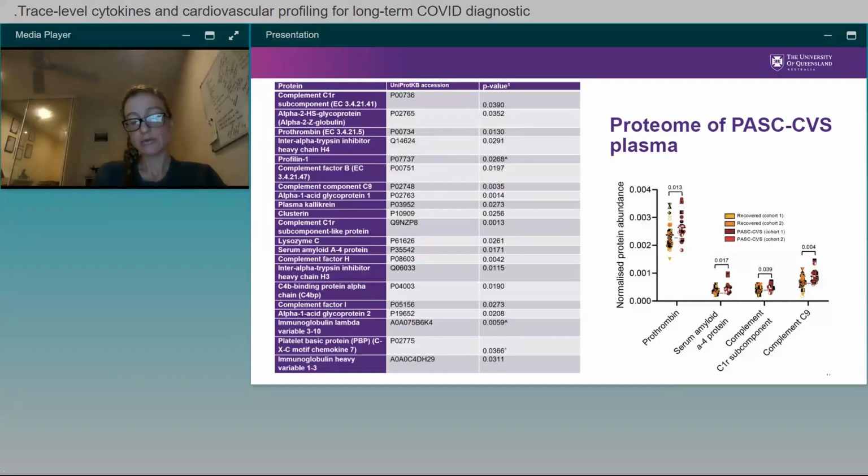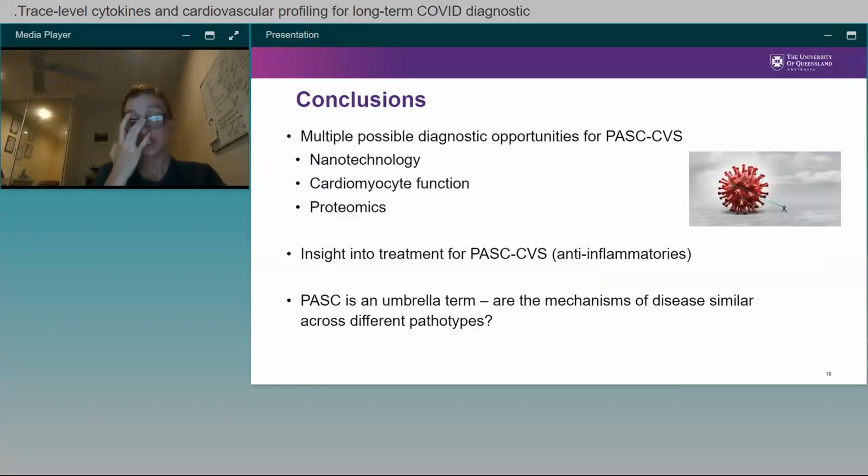Similarly, we also saw a large number of complement cascade proteins being upregulated in our long COVID group. Once again, this is really consistent with what other people have shown, insofar as I mentioned to you in the introduction, we know that long COVID is associated with this long-term activation of the complement response.